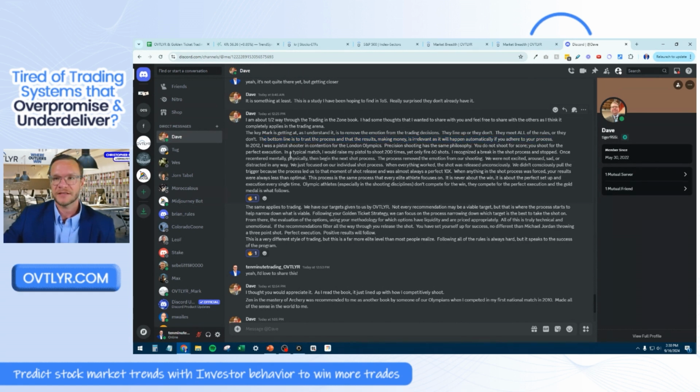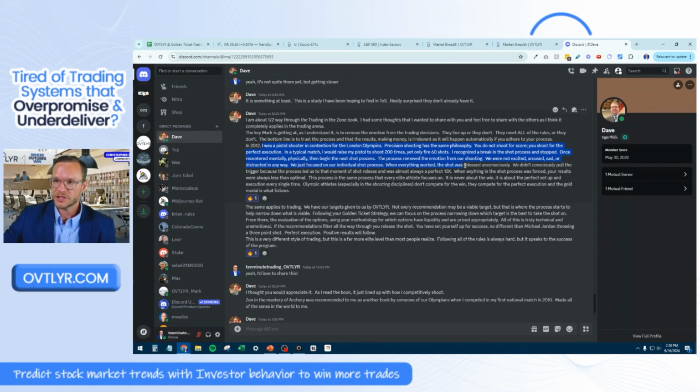Yes, exactly. In 2012, he was a pistol shooter in contention for the London Olympics. Precision shooting was the same philosophy. You do not shoot for score, you shoot for the perfect execution. In a typical match, he would raise his pistol to shoot 200 times, yet only fire 60 shots. I recognized a break in the shot process and stopped. Once recentered mentally, physically, then would begin the next shot process. The process removed the emotion from shooting. We were not excited, aroused, sad, or distracted in any way. We focused on an individual shot process.